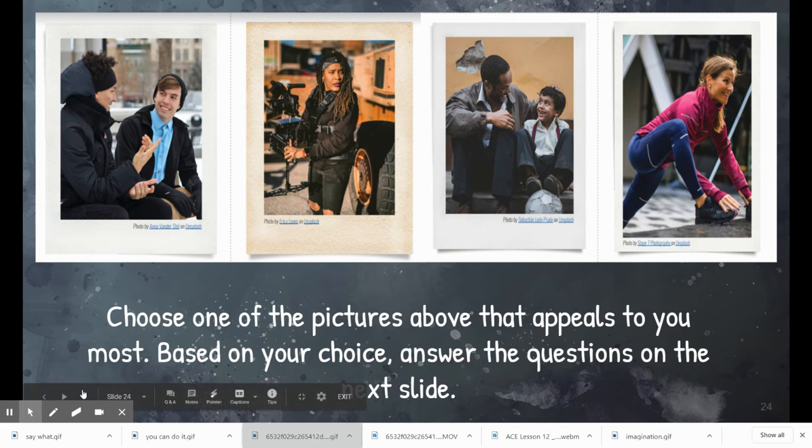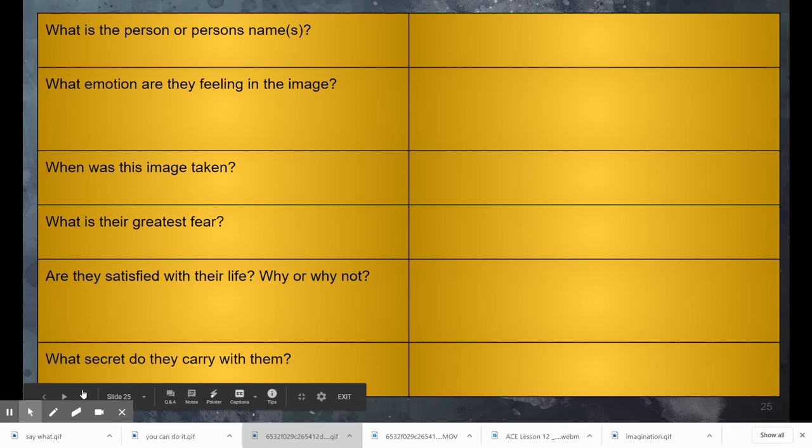Save it in your mind. Okay, great. Now that you have your photo in mind, I want you to come up with a storyline. I want you to develop that character by answering these questions based on your picture. What is the person or persons, if there's more than one, name? Make it up. Develop it yourself.